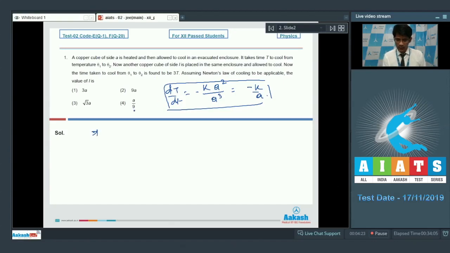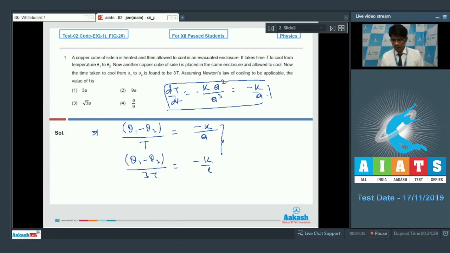So now here in the first case, the temperature decreases from θ1 to θ2 in time t. It will be minus of K divided by A, and in the second case it is θ1 minus θ2 divided by 3t, this time it is minus K by L. Taking the ratio of these two parts, we shall have 3t divided by t is equal to L by A, or L is equal to 3A. Looking onto the options for question number 1, option 1 is the correct answer.